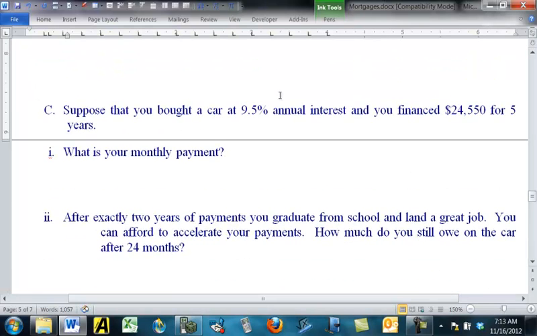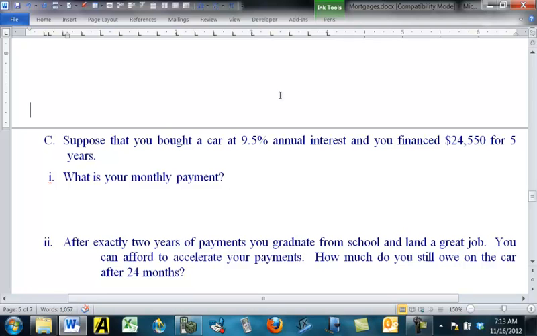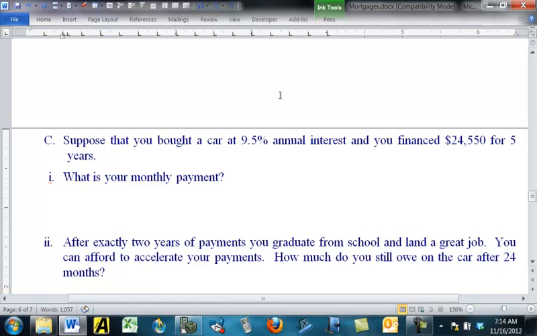Okay, suppose you bought a car at 9.5% annual interest and you financed $24,550 for 5 years. What would be your monthly payment? Now let's say that after exactly 2 years of payments, so how many payments is that? 24 payments. You graduate from school and you land a great job. Hopefully that's going to happen to all of you. You can afford to accelerate your payments. So find out how much you still owe after 24 payments.